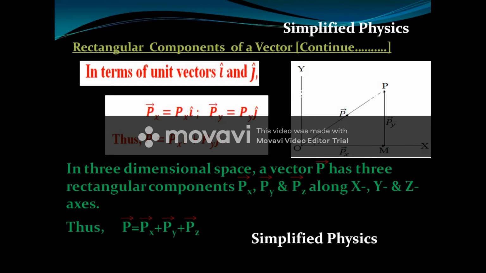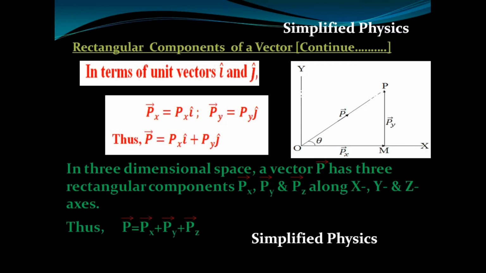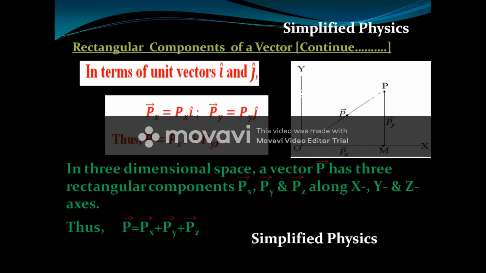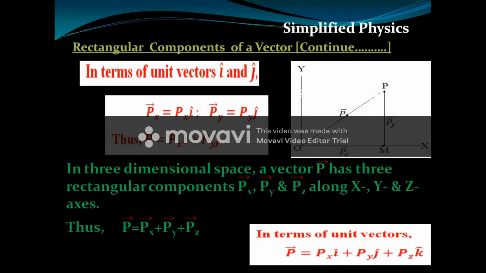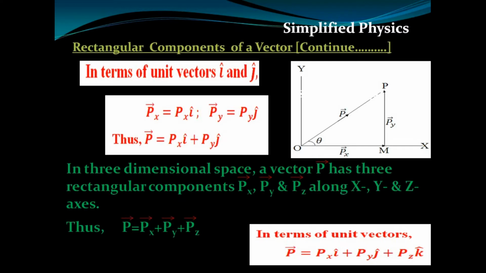Now in 3D, a vector P has three rectangular components: Px along the x-axis, Py along the y-axis, and Pz along the z-axis. Then the vector P can be written as Px vector plus Py vector plus Pz vector. So in terms of unit vectors, we can write P vector equals Px i cap plus Py j cap plus Pz k cap in three-dimensional space.